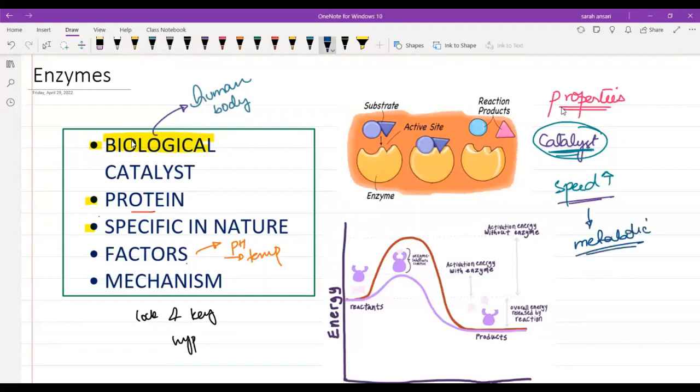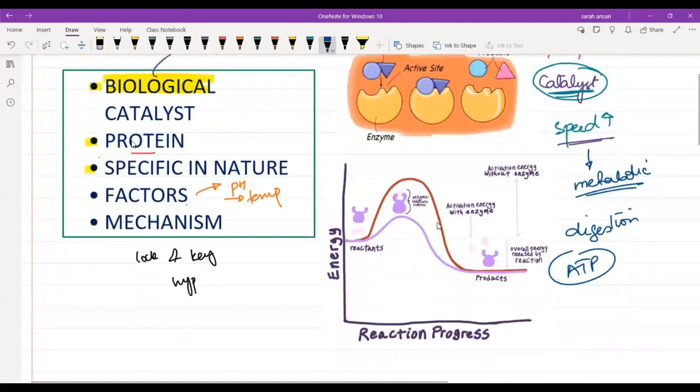Now, what are metabolic reactions? Your digestion is a metabolic reaction. Your respiration is a metabolic reaction. Respiration is how you break down glucose in the presence of oxygen to end up with ATP. All these reactions are known as metabolic reactions, and inside a body, each and every reaction requires an enzyme.